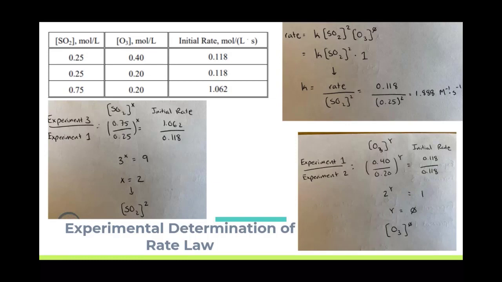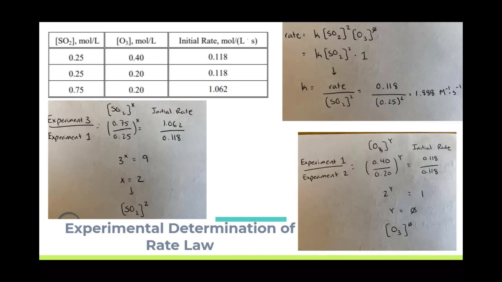All right, so also having that in mind, look at your lower right-hand side. We're also going to do the same thing for the O3. It's known as the ozone reactant. So let's compare experiment 1 and experiment 2. Looking at experiment 1 and 2, our concentration of SO2 remains the same, so we can safely ignore the SO2, and we're only looking at the change for O3.